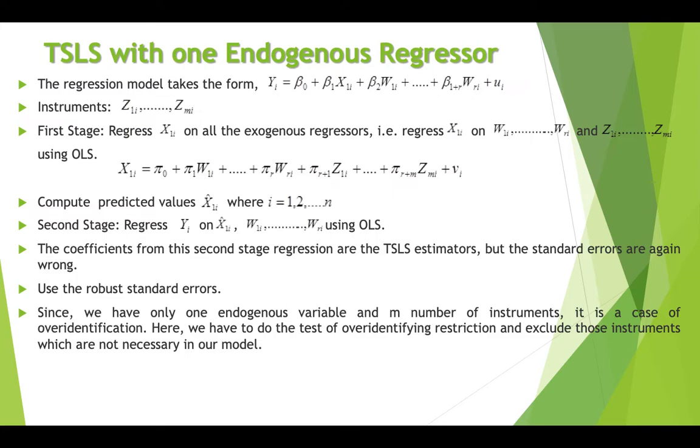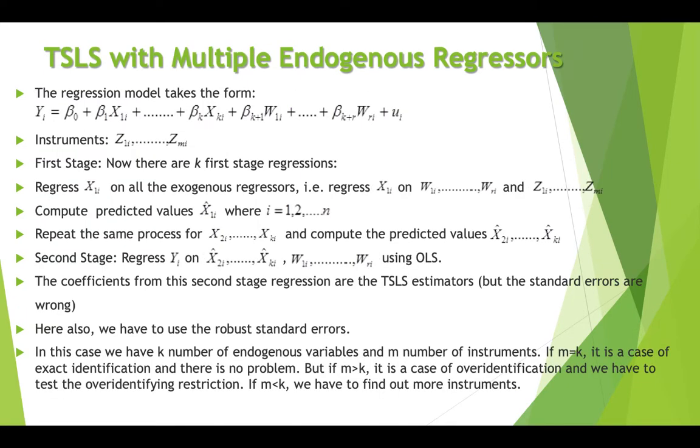Now, we regress yi on x1 hat i and w1i to wri, taking all of them and using OLS. Now, the coefficients will be the TSLS estimator, but the standard errors will be wrong. So, we will use robust standard errors. Here we have only one endogenous variable and m instruments. This is the case of over identification. So, we have to do the test of over identifying restrictions and exclude all those instruments which are not necessary in our model.